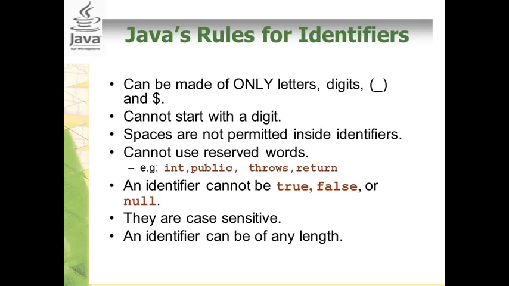Okay, number three, the rule is spaces are not permitted. That means you cannot have a variable with two words. The fourth rule is you cannot use reserved words like integer, double, public, main, etc. And also an identifier cannot be a word like true, false, or null.